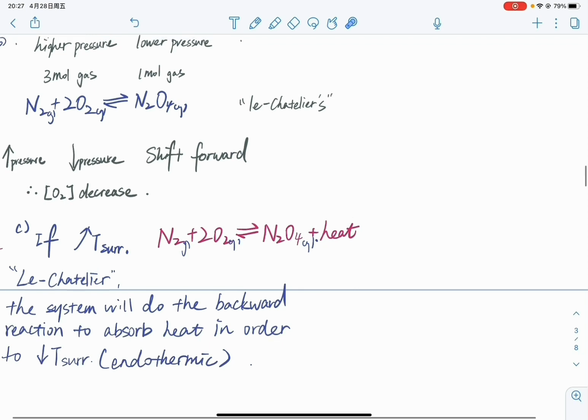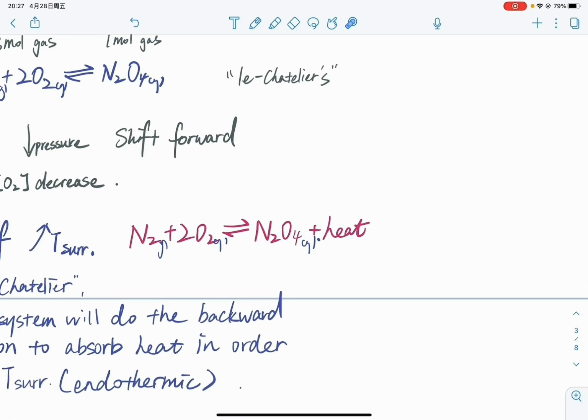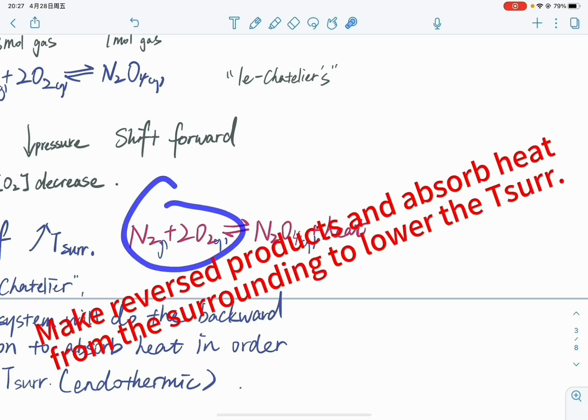So as a result, the concentration of N2O4 is going to decrease in order to make more reactants in this case.